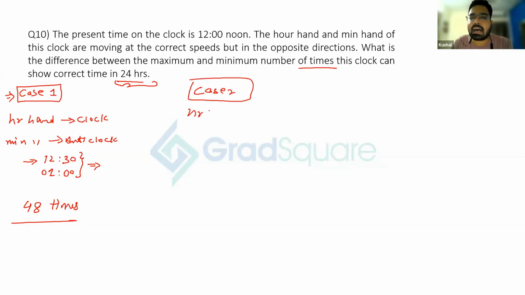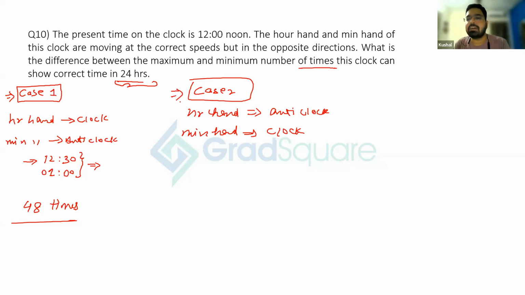Case two is the hour hand is moving in the anti-clockwise direction and the minute hand is moving in the clockwise direction. That means, can you tell me which hand will always be at the correct place? I repeat my question. In case 2, which hand will be at the correct place always? Minute hand will be at the correct place always because it is moving in the clockwise direction. Now, can you tell me what is the first time after 12 o'clock that the clock will reflect the correct time?